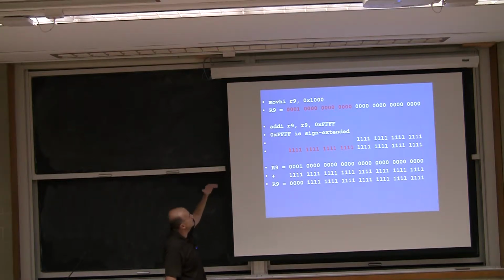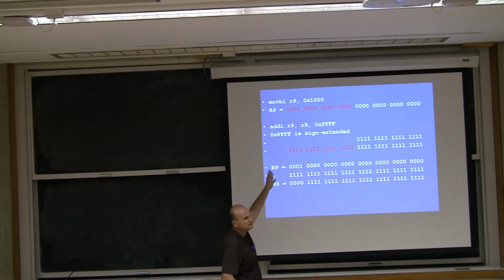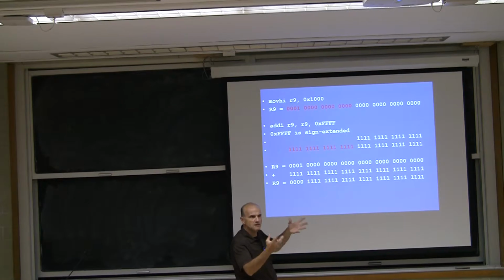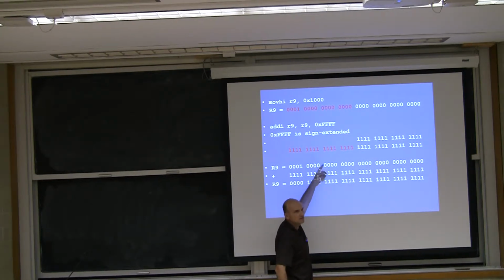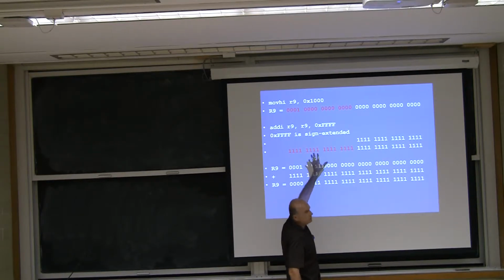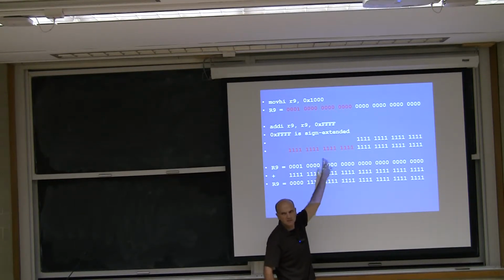Bullet by bullet, the first is the move high, 1000 in hexadecimal. That does what you expect it to do. It moves the bit pattern, which we specify as the 16-bit pattern, to the upper part. However, the problem starts here. Before that, is everybody okay with the first instruction? That's just the definition of the instruction.